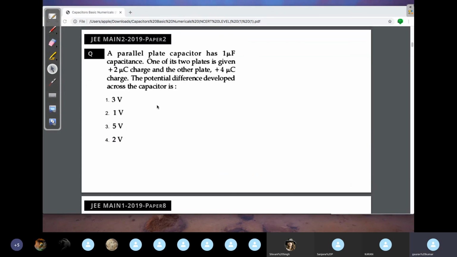Let's solve this. Again, a very, very easy question. Please solve it fast. A parallel plate capacitor has 1 microfarad capacitance. One of its 2 plates is given plus 2 microcoulomb charge, and the other plate is given plus 4 microcoulomb charge. The potential difference developed across the capacitor is. This is the question.